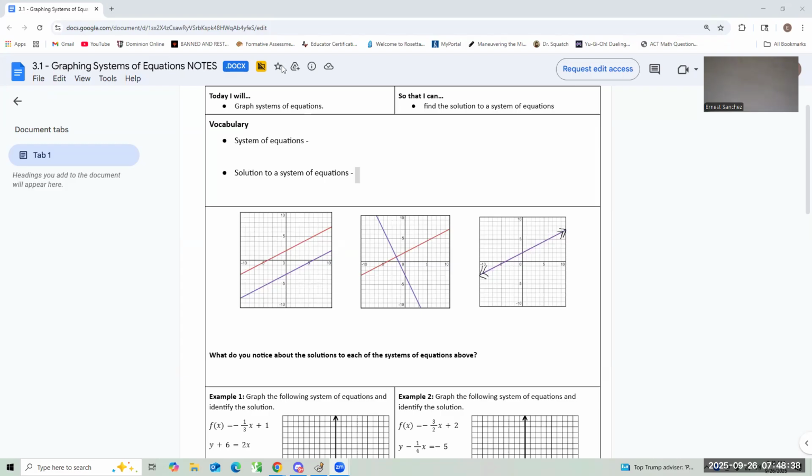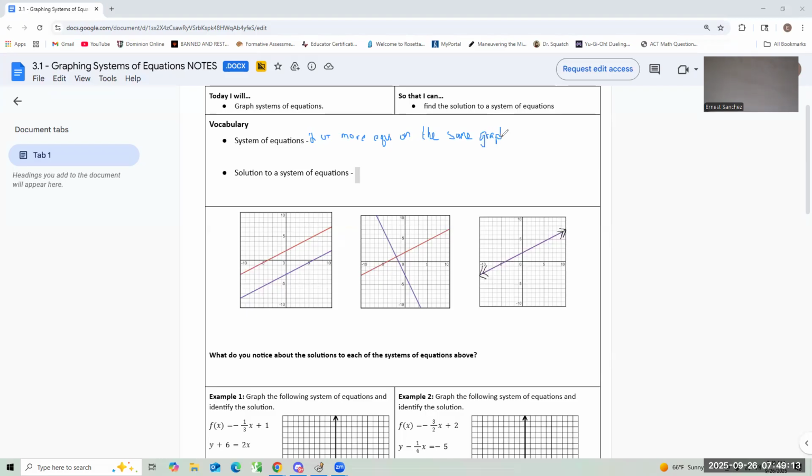Systems of equations are two or more equations on the same graph. I'm just going to put EQ for equations on the same graph.